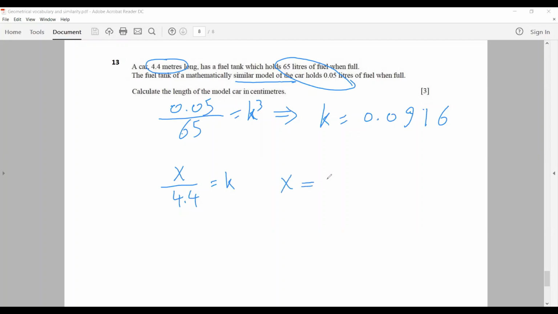x can be found easily. The answer is 0.4 meter, actually 403 meters. So that's it. We can stop here.